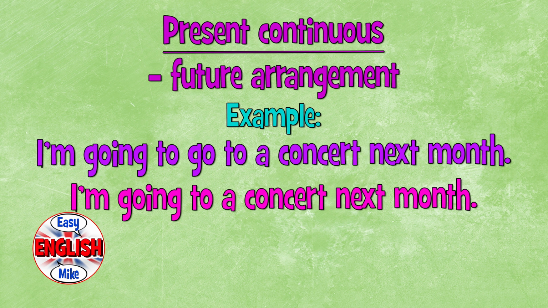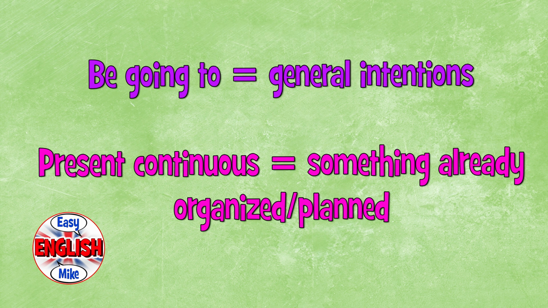The next one is the present continuous. We use the present continuous like in the first example of be going to. I'm going to go to the concert next month. I'm going to the concert next month. But there's a little difference between them. Be going to is more for general intentions. We use the present continuous for something that is already planned or organized.